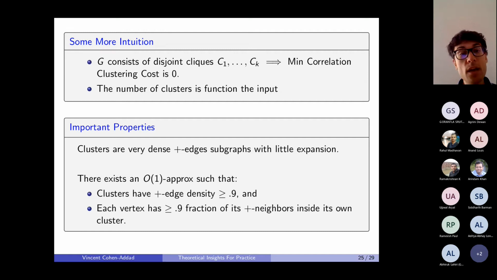It's a pretty cool problem because it has very nice features. If you have disjoint cliques of plus edges and no other plus edges in between, then the cost is zero, so you're very happy. And the best solution is to put a cluster for each clique. Again, the number of clusters is a function of the input. It's data driven. It comes directly out of the objective and of the input graph. The clusters we are looking for are very dense plus-edge subgraphs with little plus-edge expansion. If you have many plus edges outgoing from your cluster, it's not really a good cluster.